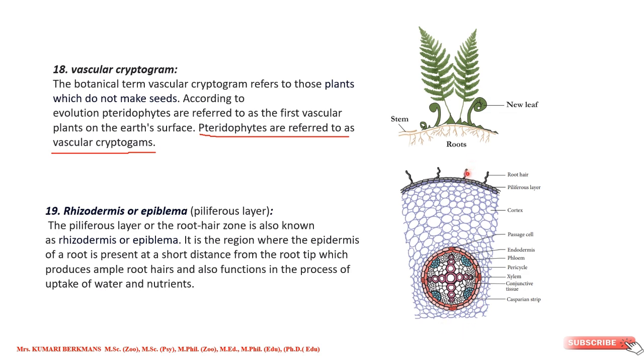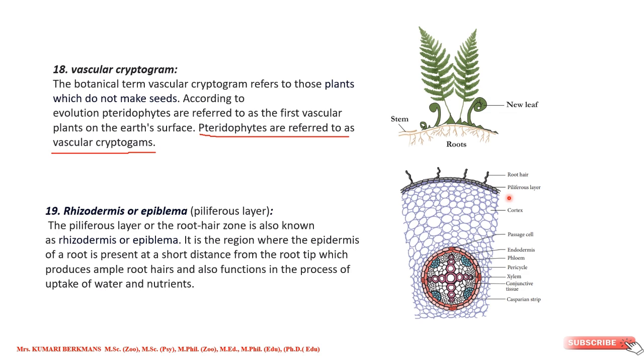So the water is absorbed by this root hair, then goes to this piliferous layer, and then it enters the cortex, then through this passage cell it enters the xylem. In the xylem only, the water from the root goes up. This is the cross section of the root. The outer layer is called the piliferous layer.